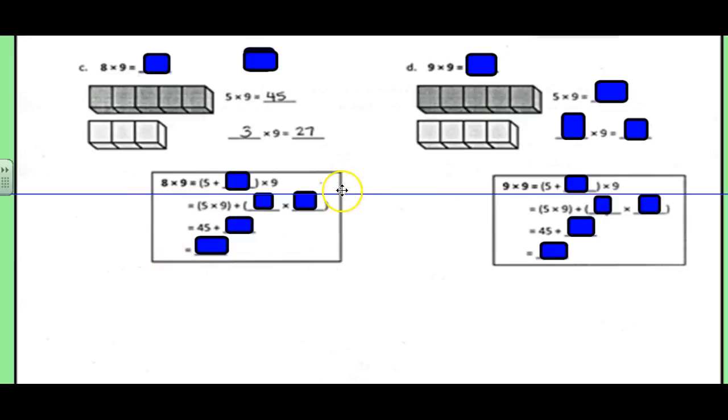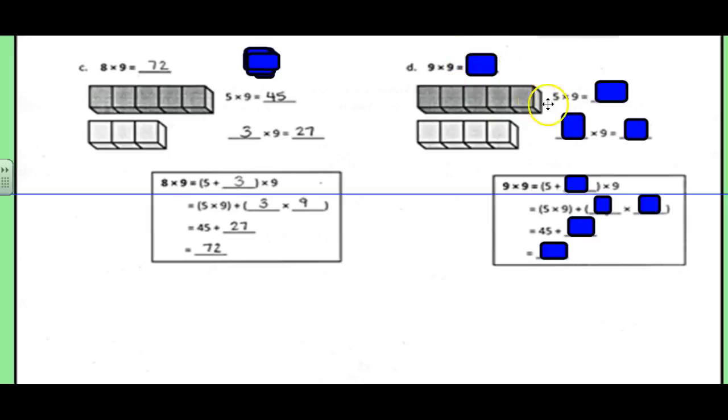Moving down here, that has the box with the steps in it. 8 times 9 was broken into 5 plus 3 times 9. 5 times 9, adding 3 times 9. And I know that 5 times 9 is 45. I know that 3 times 9 is 27. So when I add 45 and 27 together, I get 72. So over here at the top, 8 times 9 is 72.